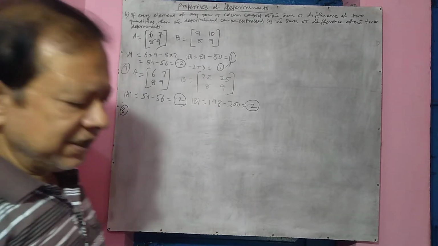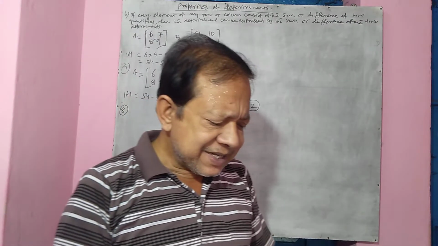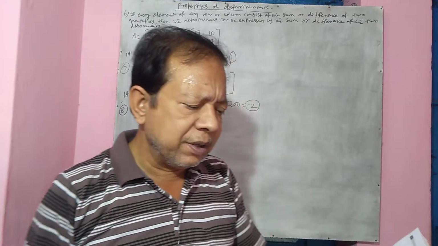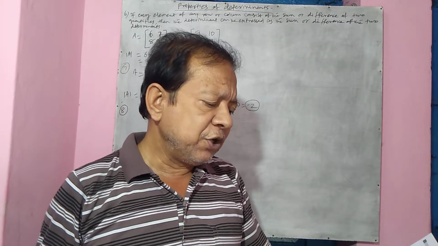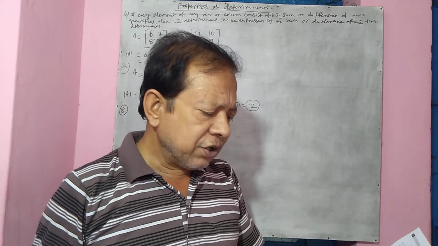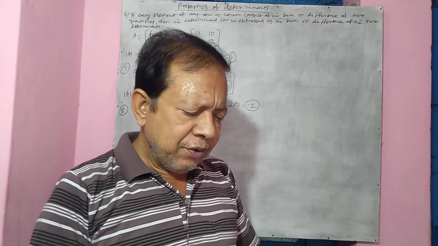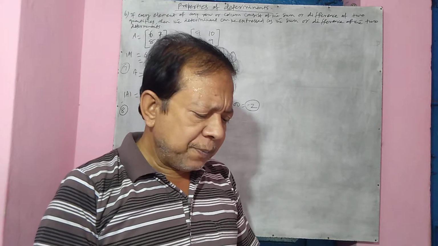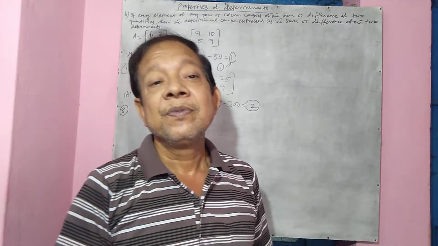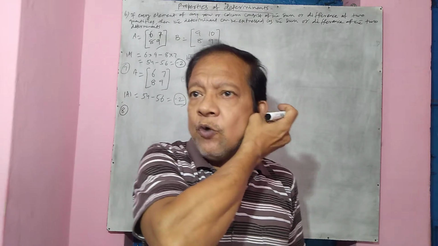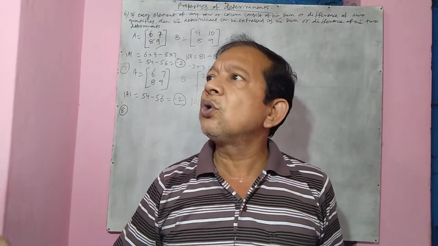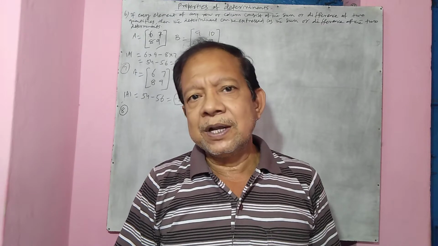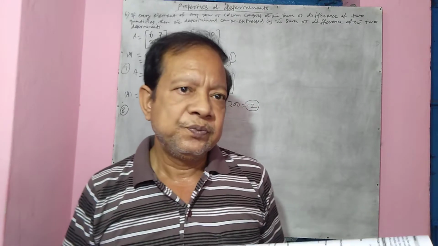Let's say property number 8. Now it says if the elements of any row or column of a determinant are multiplied in order of the cofactor of the corresponding elements of any other row or column, then the sum of the products thus obtained is 0. That is, if you find out the cofactors of any row or column and we multiply it with the corresponding elements of the other row or column, then the sum of their products will be 0.